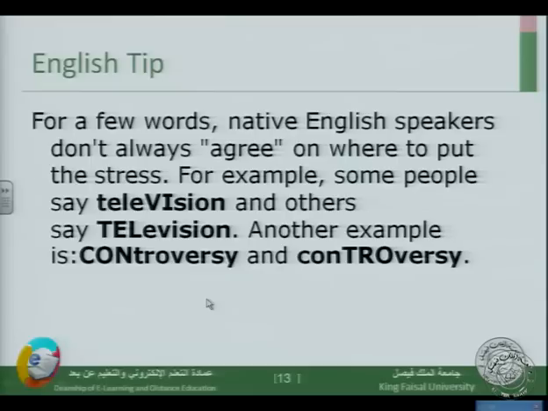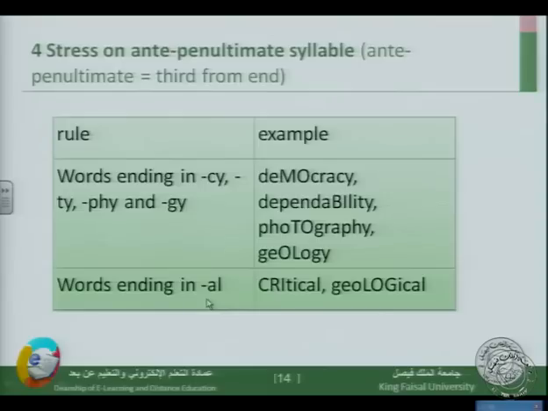Another example, controversy. Controversy. Or some of them say controversy. Controversy. However, I always go with this one: television, controversy. Okay, so this is what phoneticians usually do. Phoneticians rely on this rule. Television, controversy.